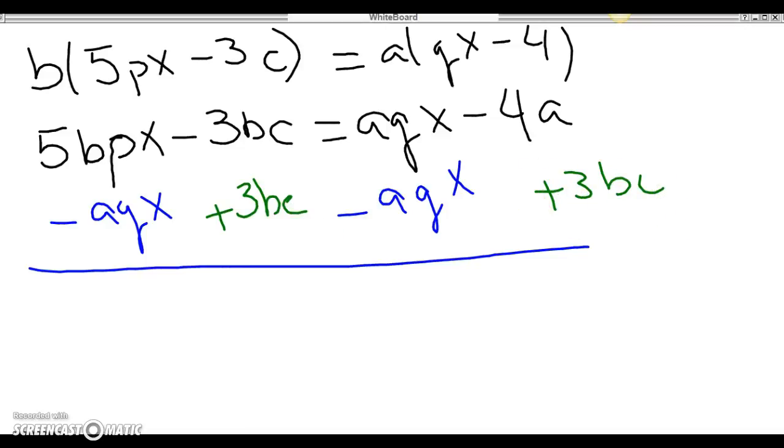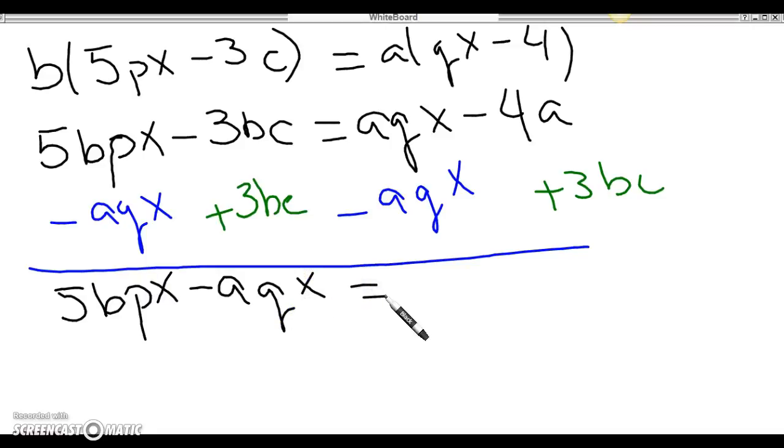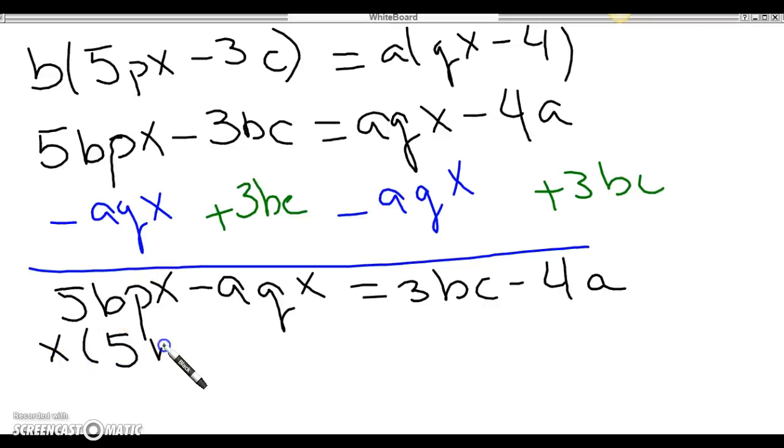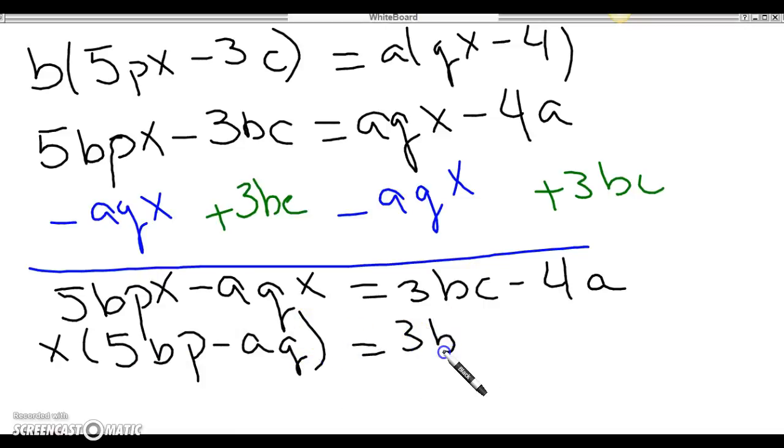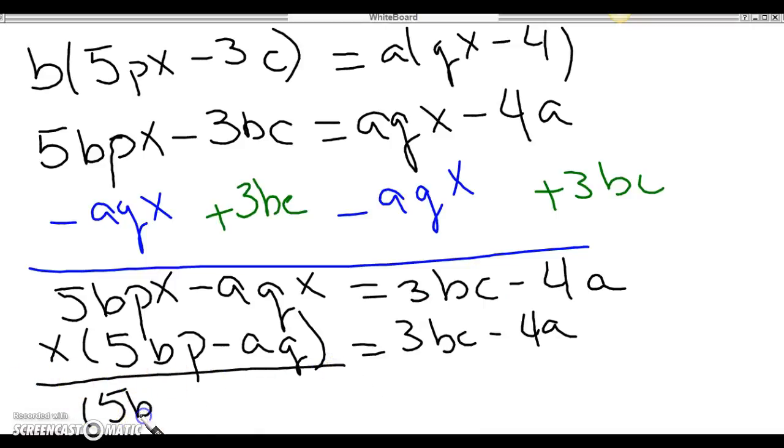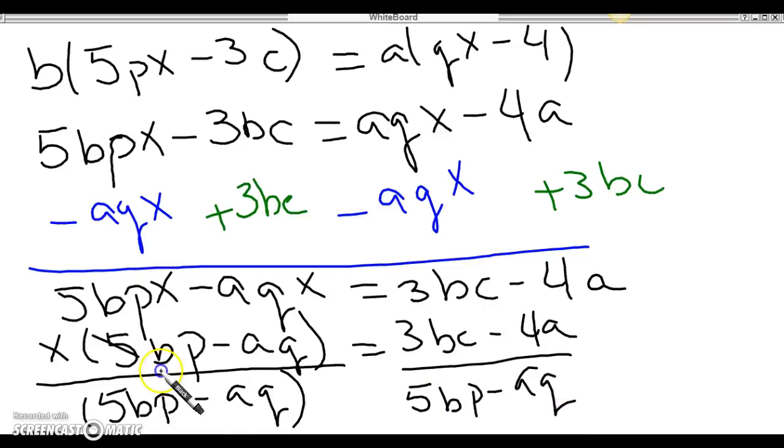And when I do that, I get 5bpx minus aqx equals 3bc minus 4a. So now I'm going to factor. I'm going to pull out my x over here. So I get x times 5bp minus aq equals 3bc minus 4a. Divide both sides by 5bp minus aq, so that it cancels out over here.